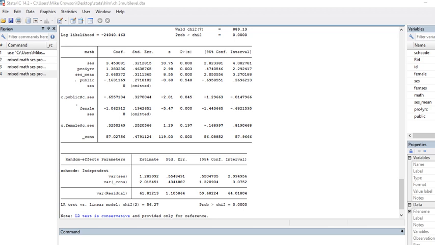So we haven't really done that. That's basically the reason why all of this output is exactly the same as what we've run above in the previous two approaches. Now, let's say we want to probe the interactions.